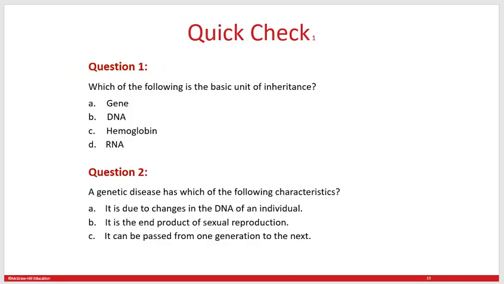So which of the following is the basic unit of inheritance? You should know that. A genetic disease has which of the following characteristics, and you should know that one too.